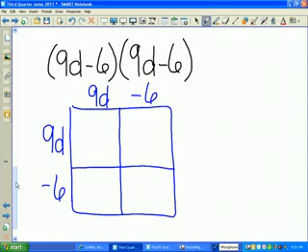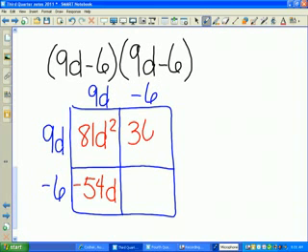So then in here I have 9 times 9 gives me 81d squared. Then inside you have a negative 54d. Over here I have a negative, no, I lied, positive 36 for this one. And then over here I have a negative 54d.